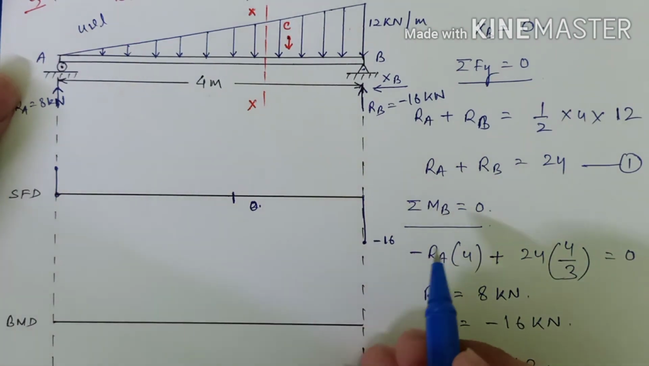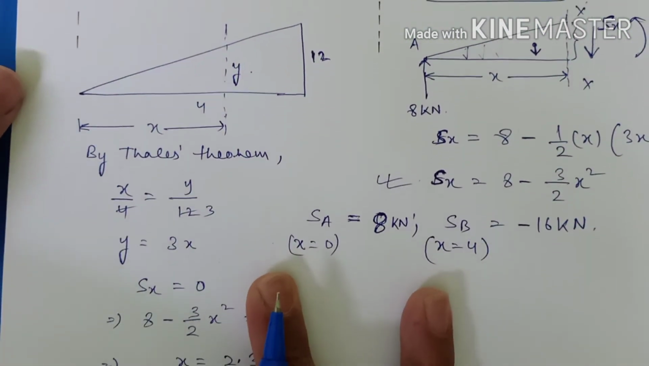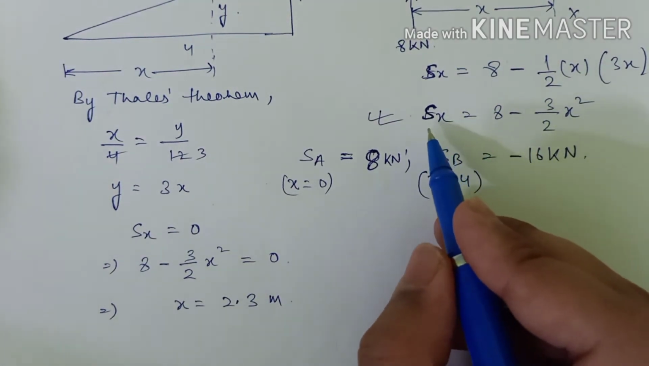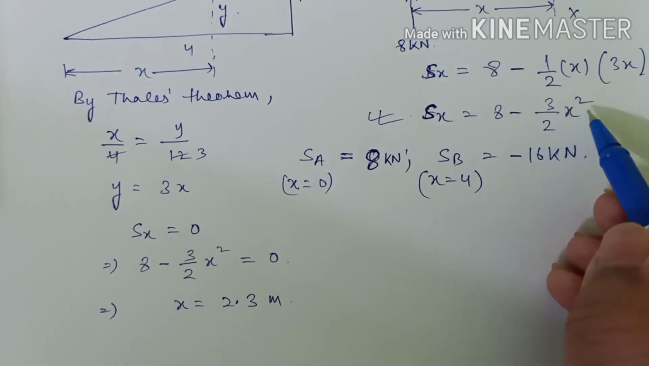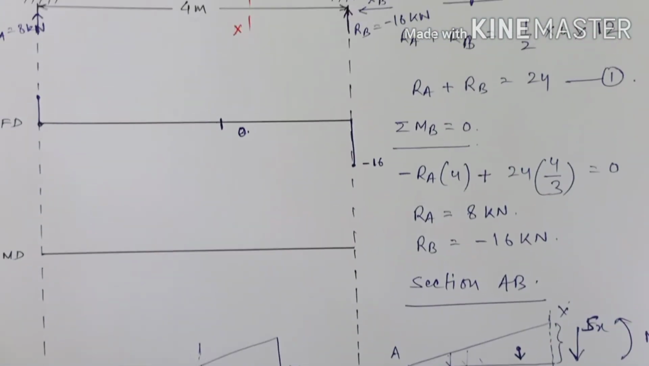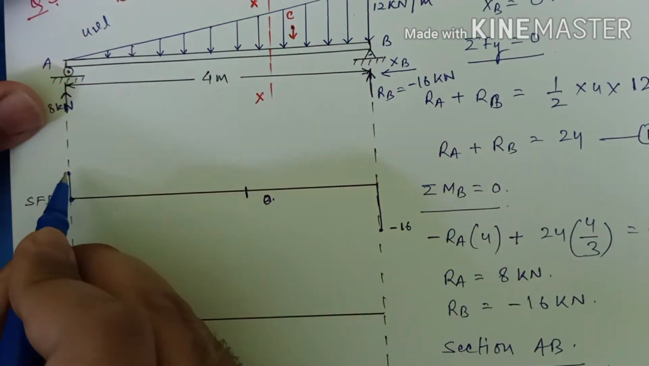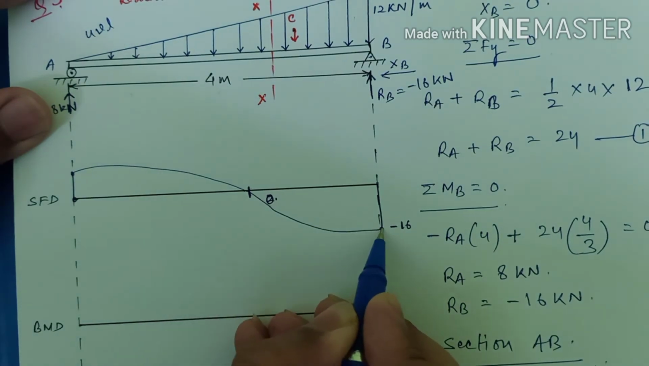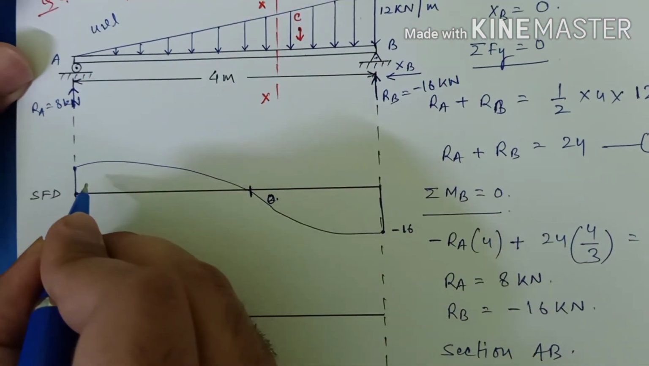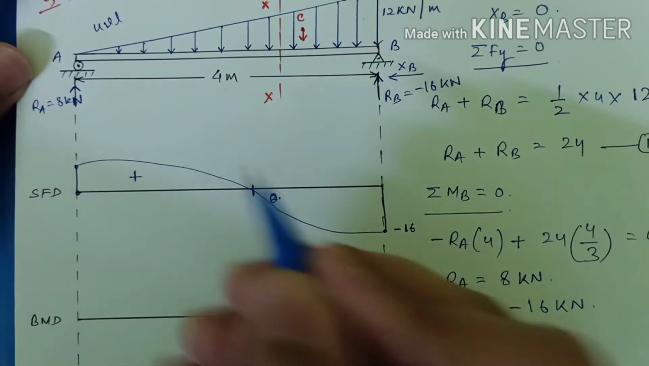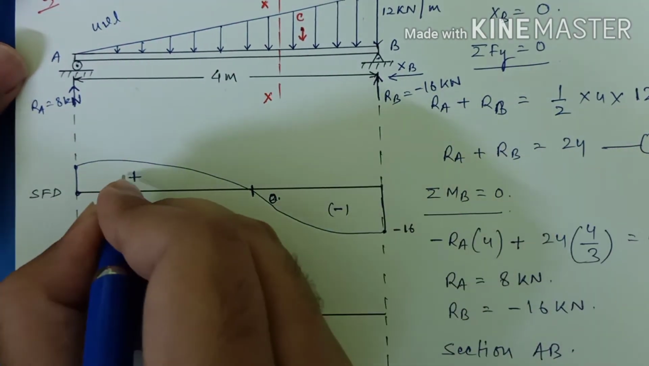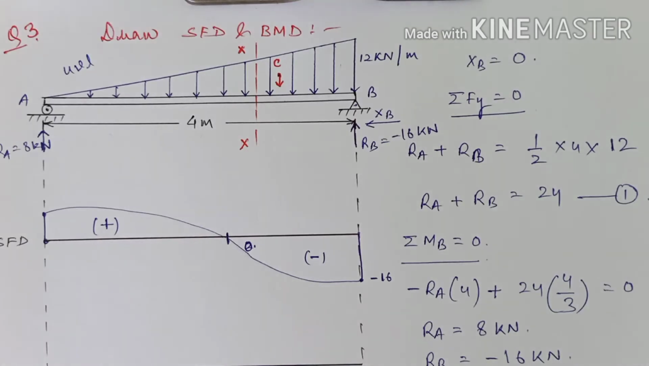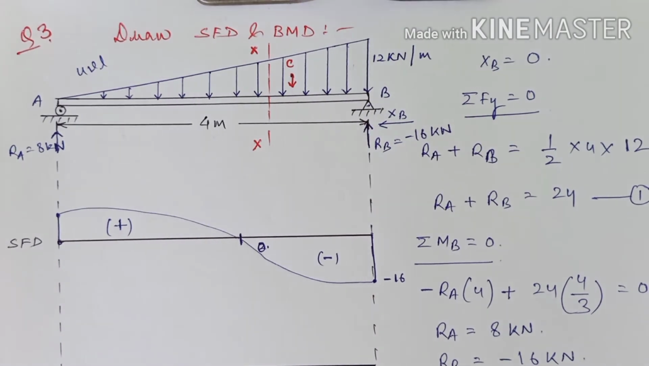So now we can join this line, but how do we join it? For that, just check the degree of the polynomial of the shear force, that is x square. We have x square, so this will be joined by a parabola. You can join it like this. In this section we have positive shear force, and here we have negative shear force. So the drawing of the shear force diagram is complete.